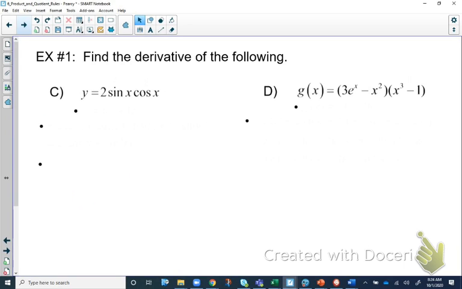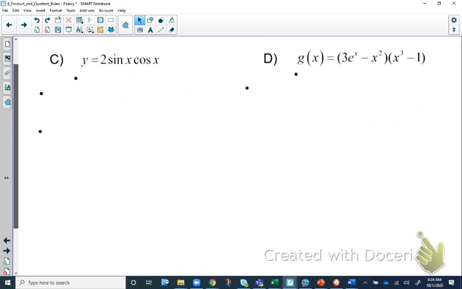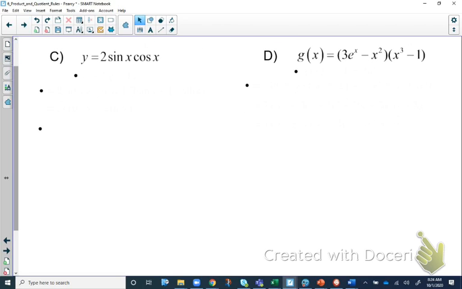Now here you can see that on the next examples that we have here, particularly on C, things start changing a little bit. Again, we're asked to use the product rule to find the derivative of the function. So here you can look at this first part, label them however you want to, but I'm going to keep with the f and g that was given to me by the product rule.